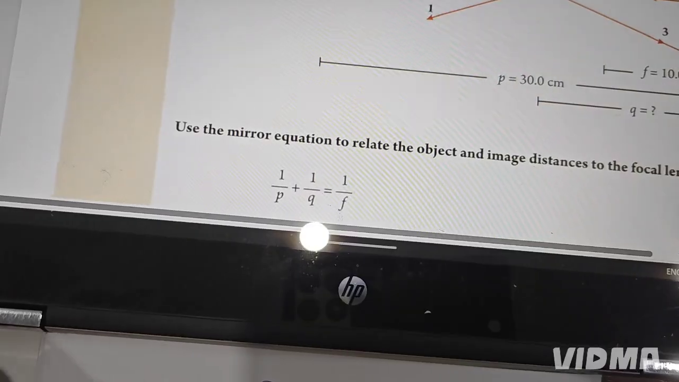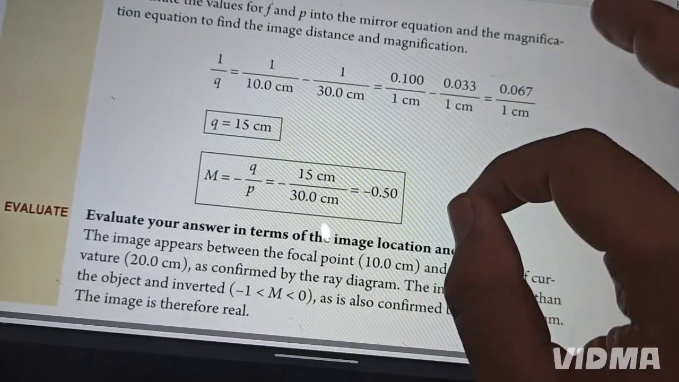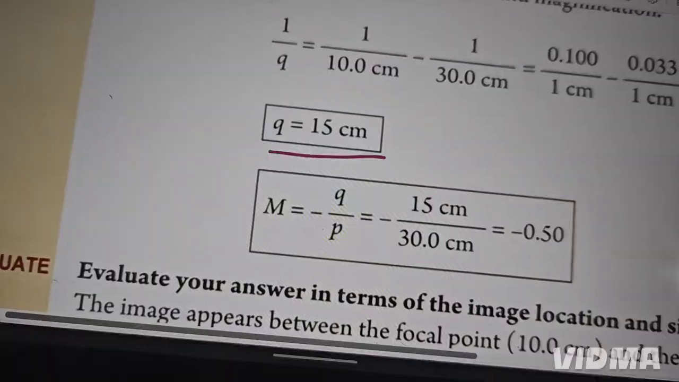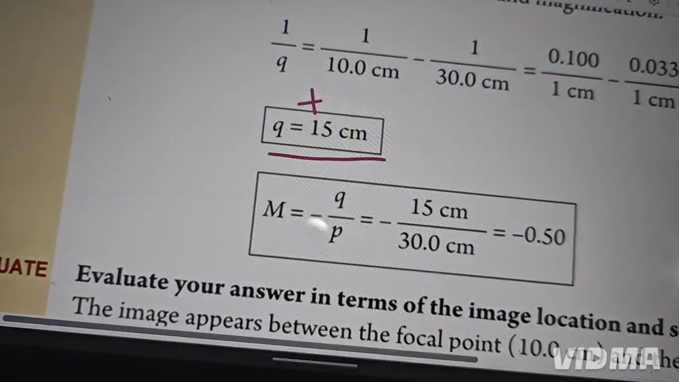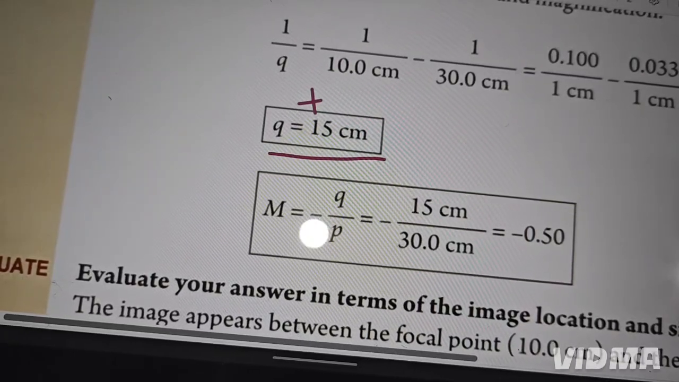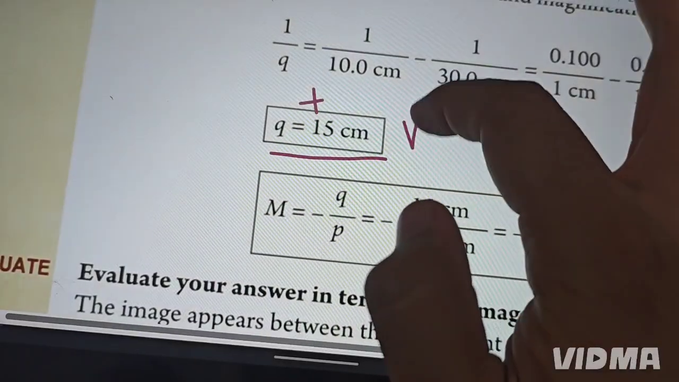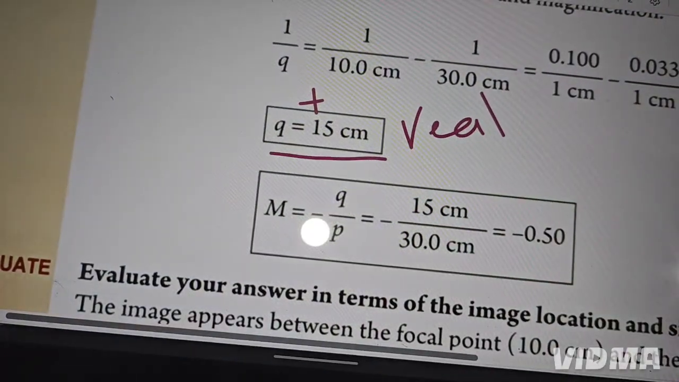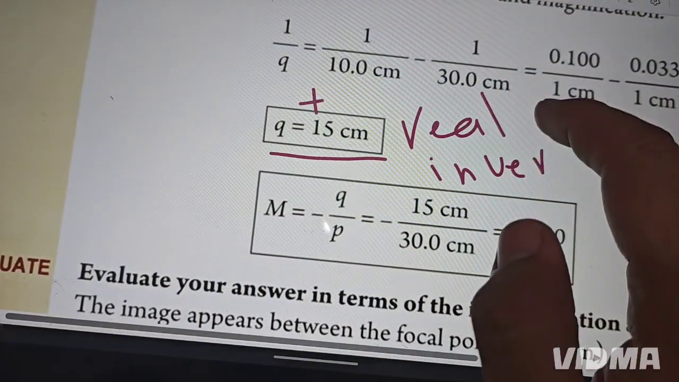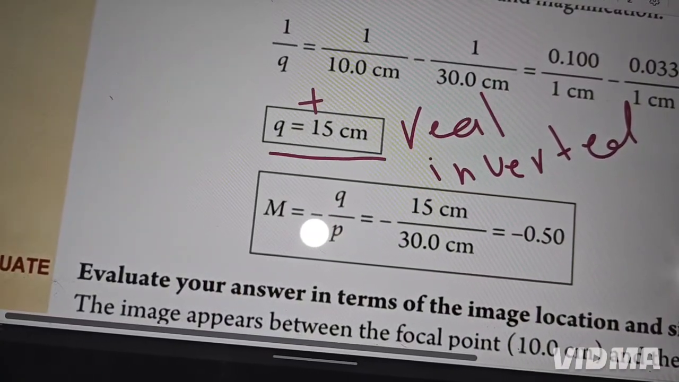Now students, we have solved this question. But let me tell you one thing, guys. Take a look. The answer for Q was 15 centimeter, positive 15, right? Because it's positive, we should know that positive means this is a real image, and the image is inverted. Real image and inverted.